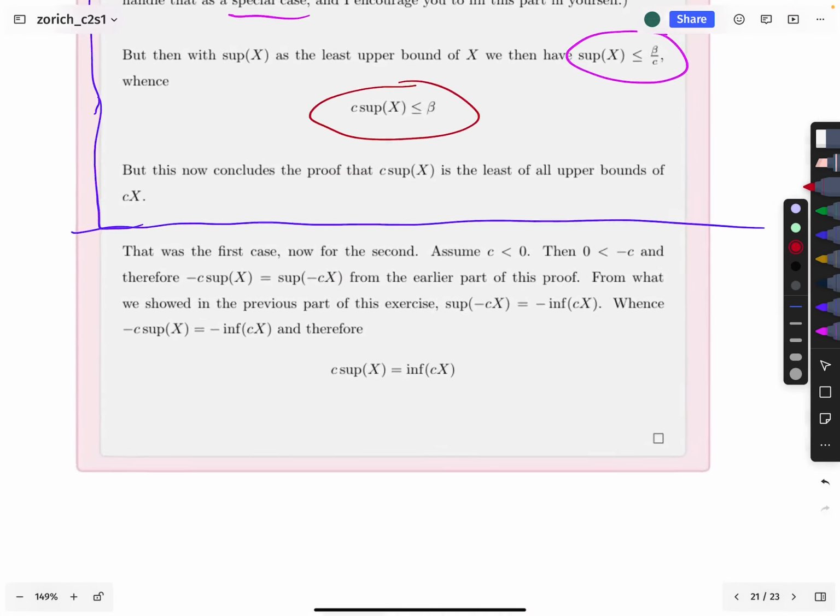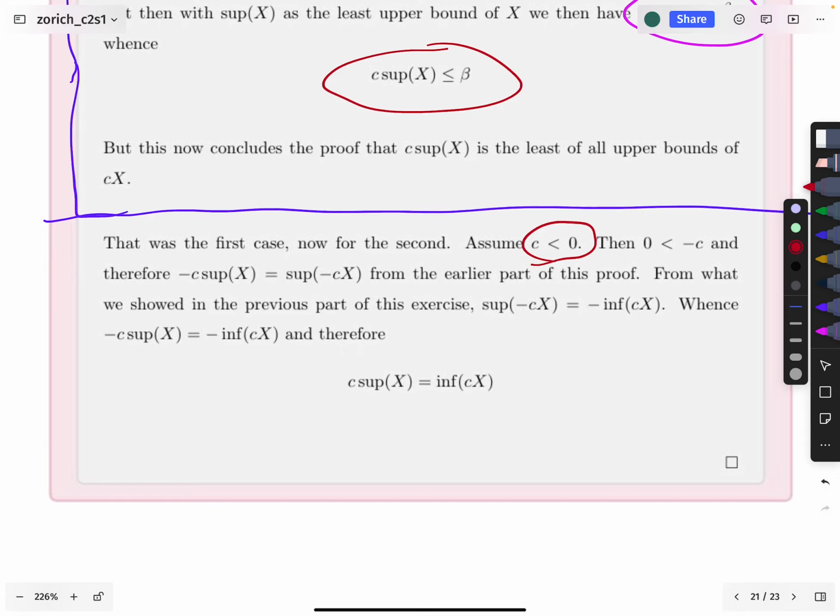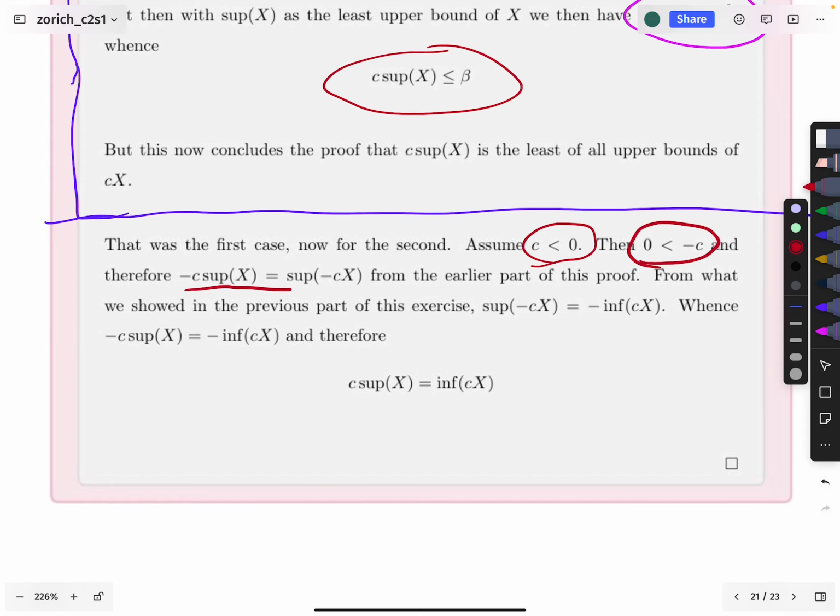Okay. Now for the case where C is negative, I just try to relate it back to the case of positive numbers. I could move the C to the other side, and now I have that negative C is a positive number. And I know that positive numbers can just freely move in or out of a sup. Once the negative C is on the inside, I can separate out the -1 and move that to the outside, flipping to an inf in the process. And so then you basically get this equation, multiply by -1 on both sides, and we're done.